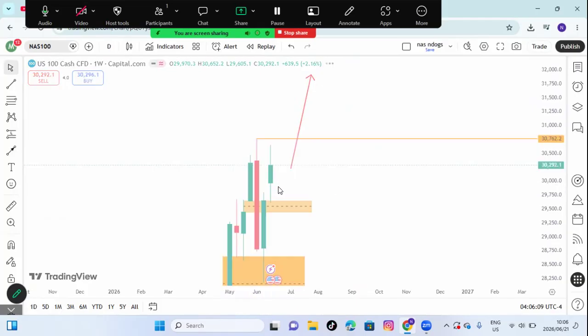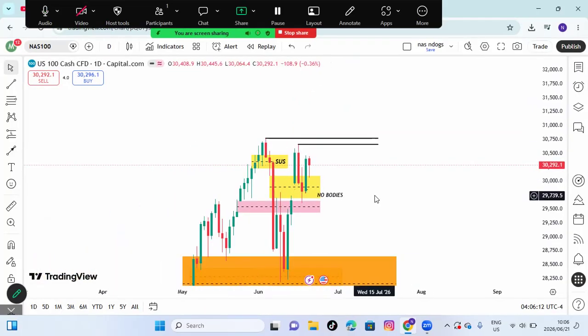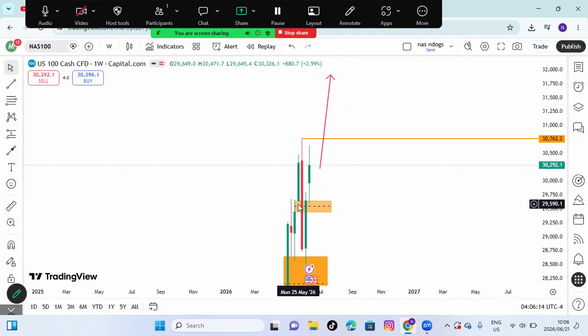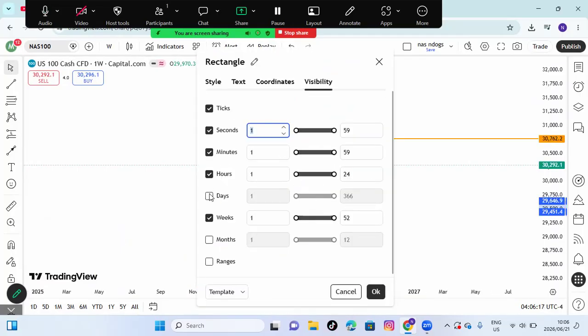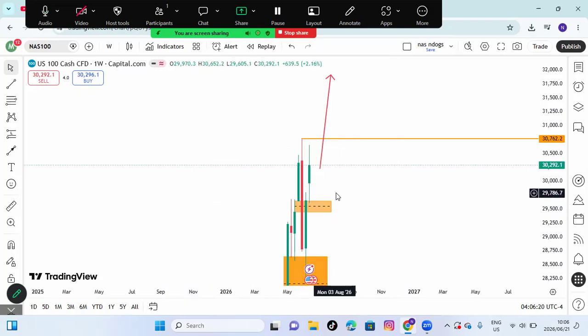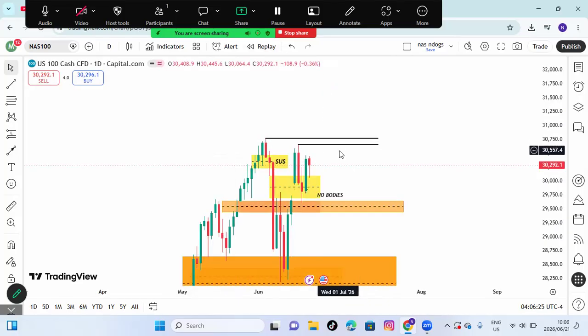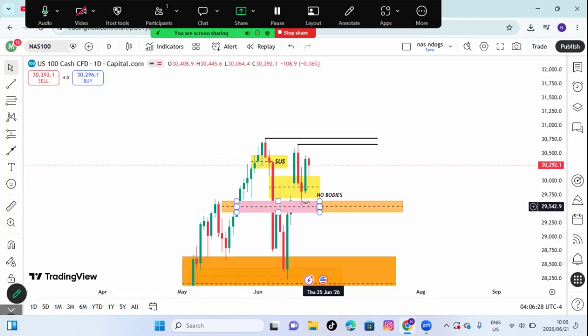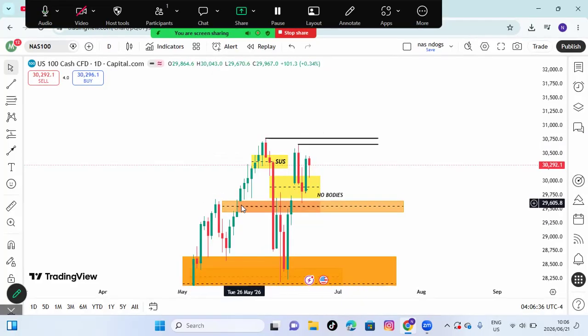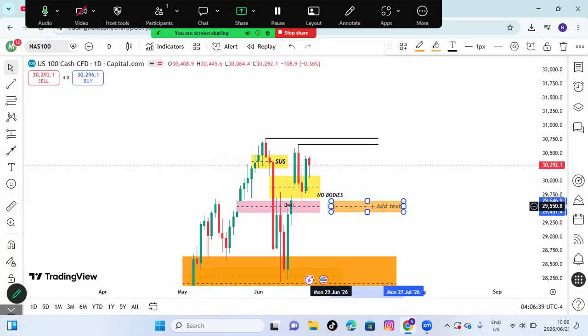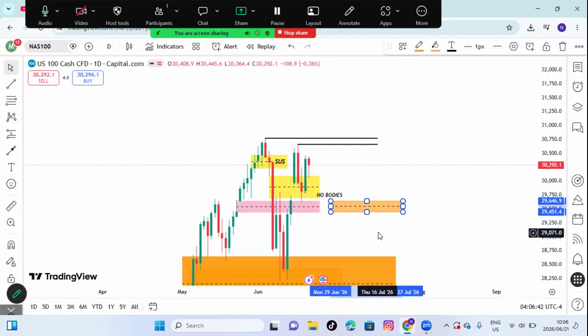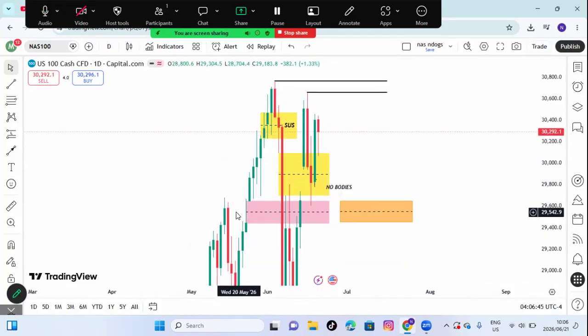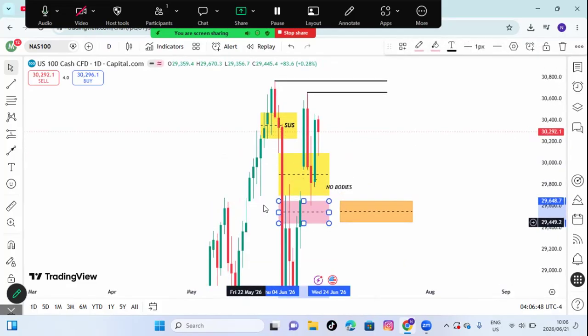Let's go to the daily and see something. Okay, let's go back to the weekly. So that's the weekly, and it's nested here. You see that pinkish thing? That's the daily one. The weekly one is this one, this volume imbalance that existed here. Let's zoom in.